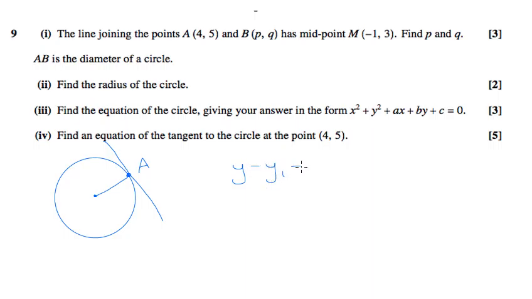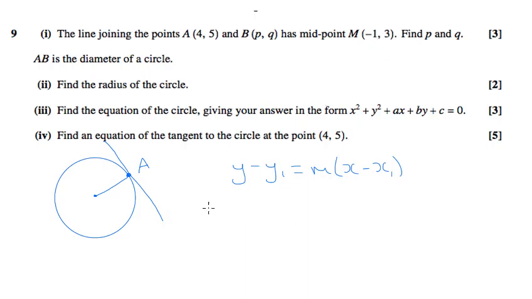of a straight line, which is y minus y1 equals m, the gradient, times x minus x1, where x1, y1 is a point on the line. So we need m, we need to get the gradient of the line, and that's going to come from finding the gradient of the radius. So that's the first job, to get the gradient of the radius.